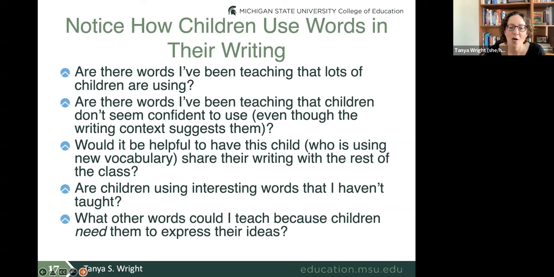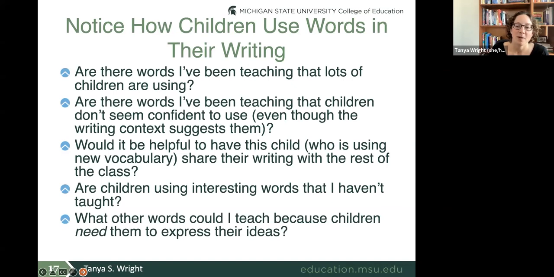And then always thinking about, what are the words I can teach because children need them to express their ideas as part of the learning, as part of the discussion, and as part of the writing in the classroom. So, I always say that vocabulary is opening the gate, right, to learning. It's about access, and we never want children to feel like they cannot participate or cannot express themselves or cannot share their ideas because they're uncomfortable with the words that they feel like they need to use.